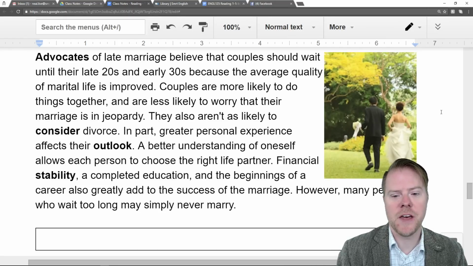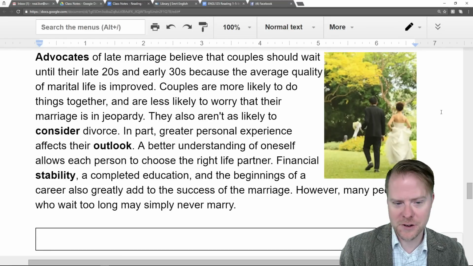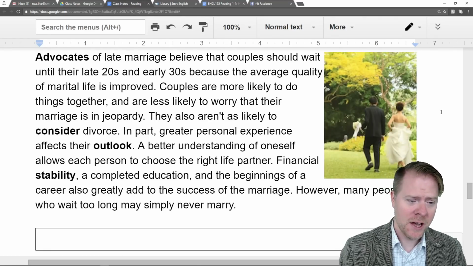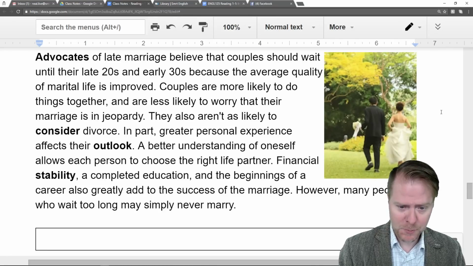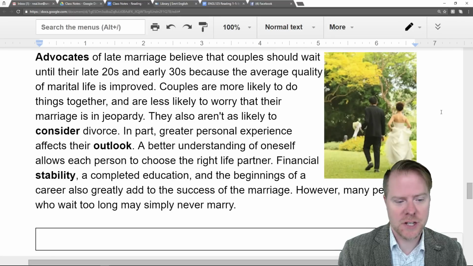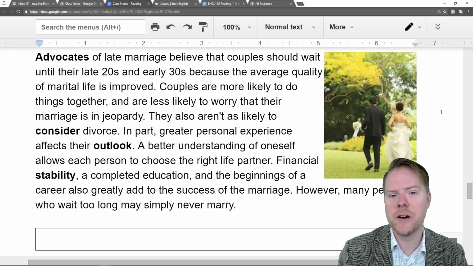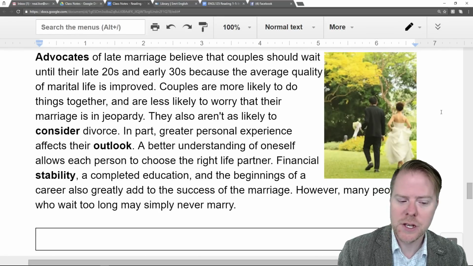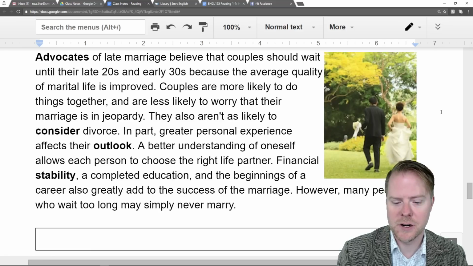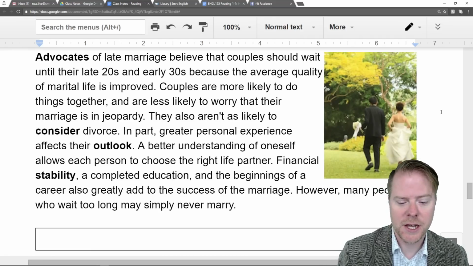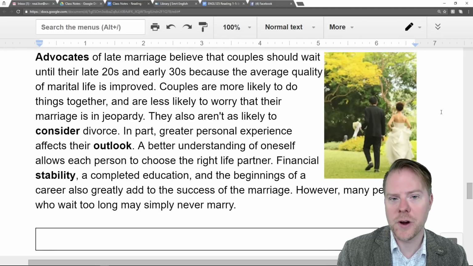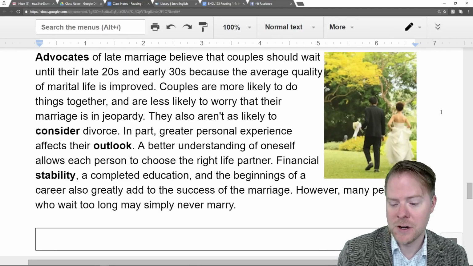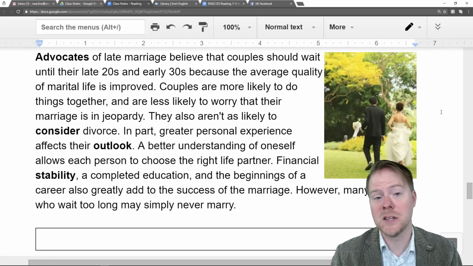Advocates of late marriage believe that couples should wait until their late 20s and early 30s because the average quality of marital life is improved. Couples are more likely to do things together and are less likely to worry that their marriage is in jeopardy. They also aren't as likely to consider divorce. In part, greater personal experience affects their outlook. A better understanding of oneself allows each person to choose the right life partner. Financial stability, a completed education, and the beginnings of a career also greatly add to the success of the marriage. However, many people who wait too long may simply never marry.